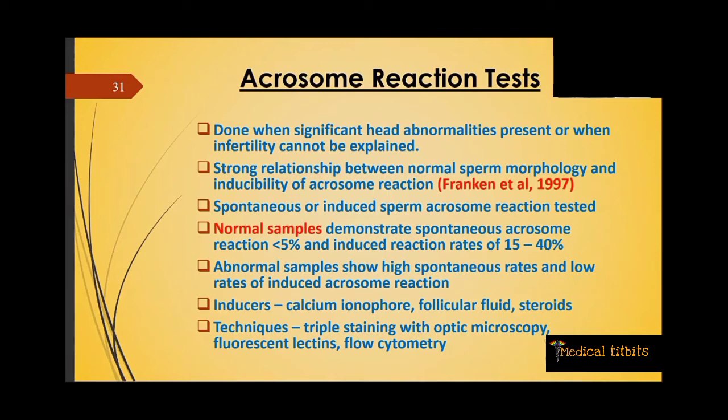Daniel Franken et al., who along with Kruger made the Kruger's criteria. These normal samples demonstrate spontaneous acrosomal reaction of less than 5% and induced reactions of more than 14 to 40%. The inducers used are calcium ionophore, follicular fluid, and steroids. The techniques used vary, and some of them are those involving fluorescent lectins and flow cytometry.